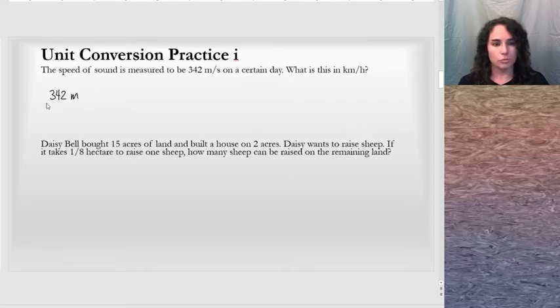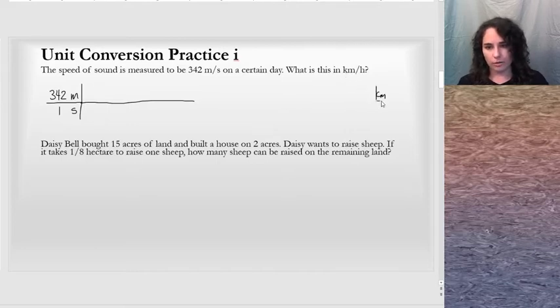So in this first rung here, I'm going to put meters on top and 1 second on the bottom. Does that make sense there? Meters per 1 second. Okay. I'm going to extend my line over and put my rung in. And I want to go to kilometers per hour.